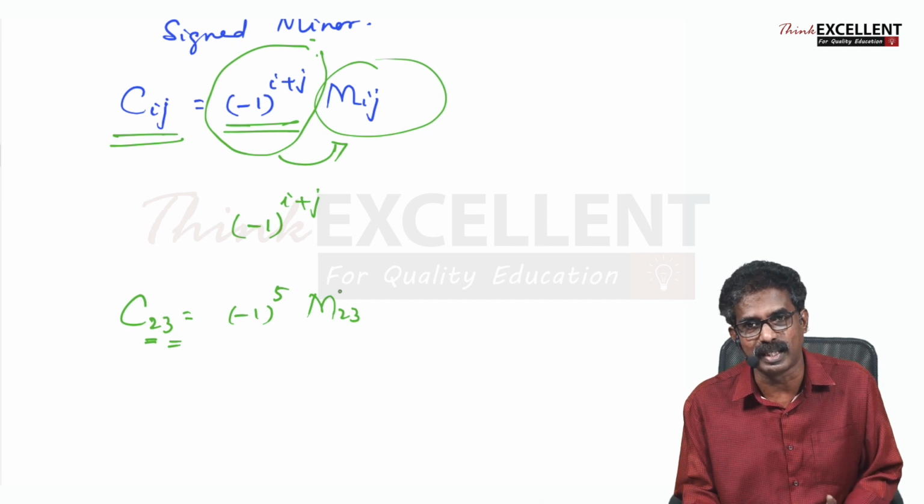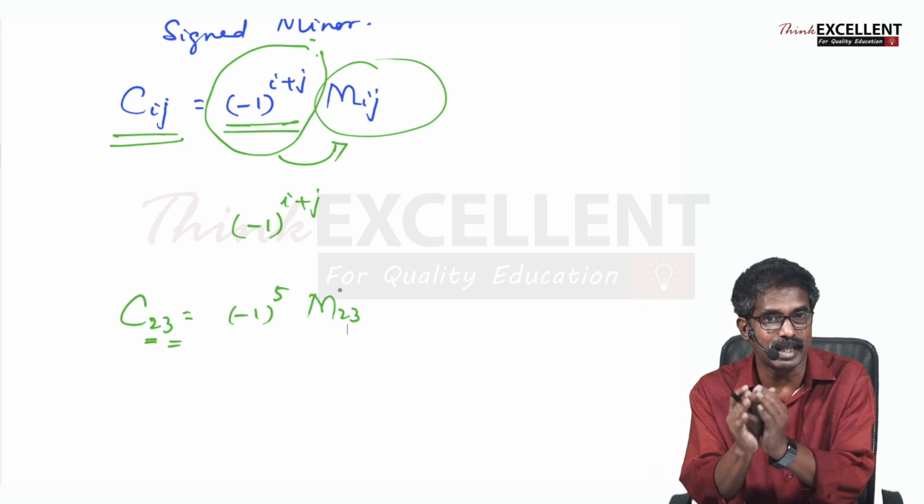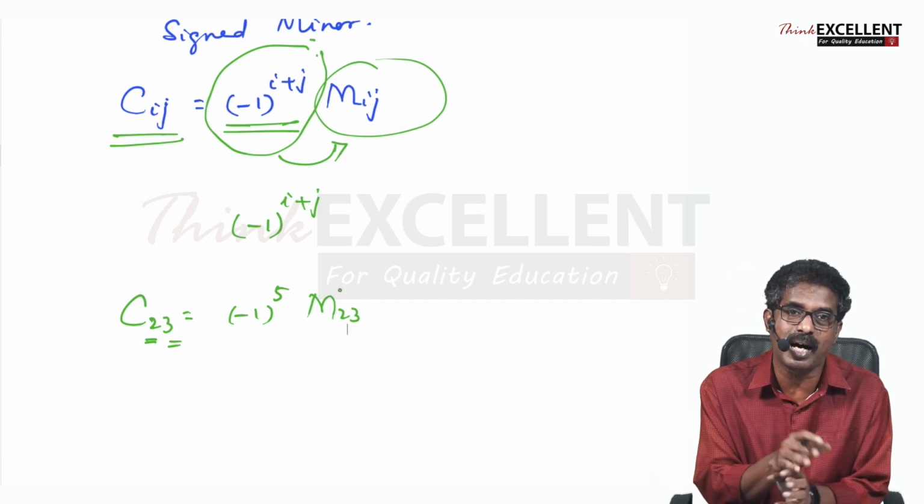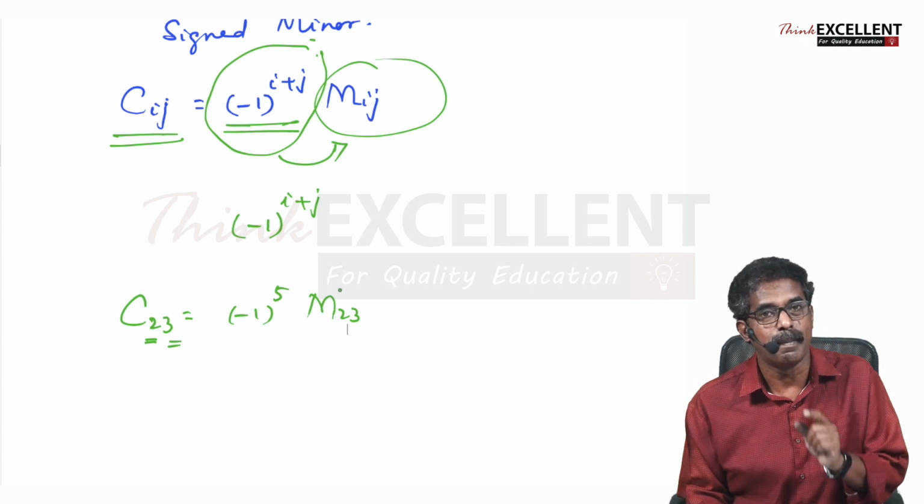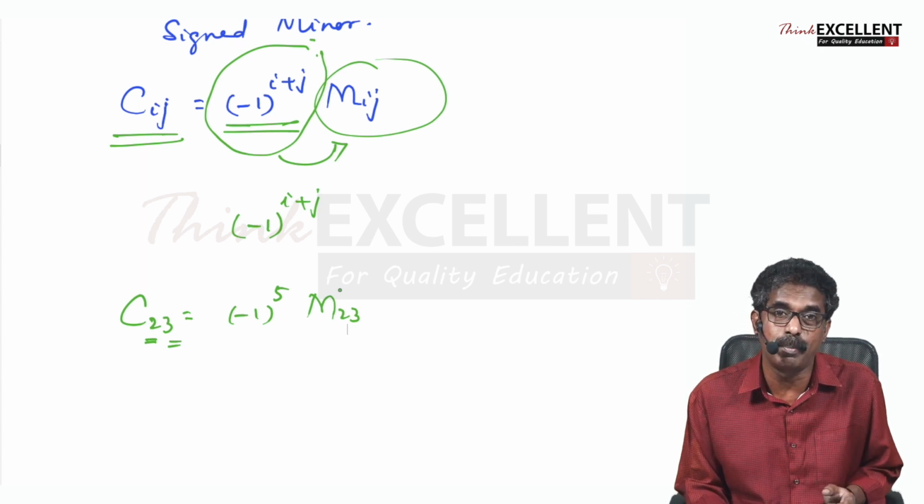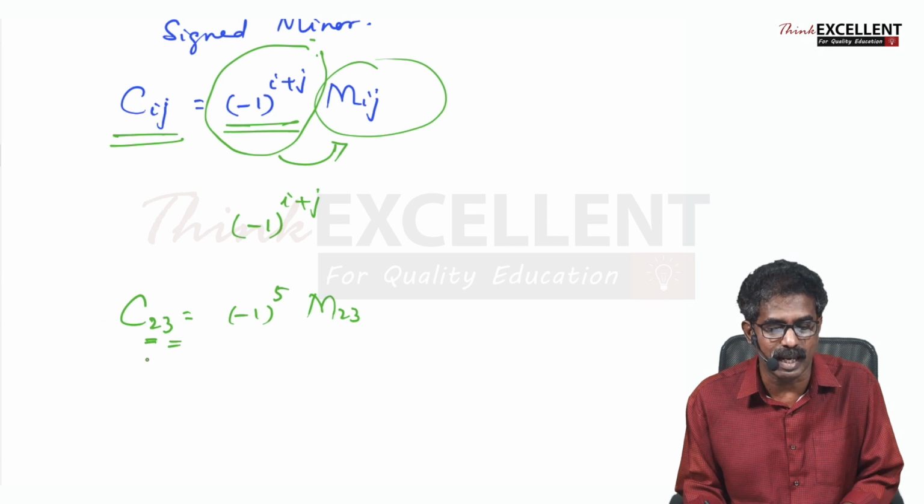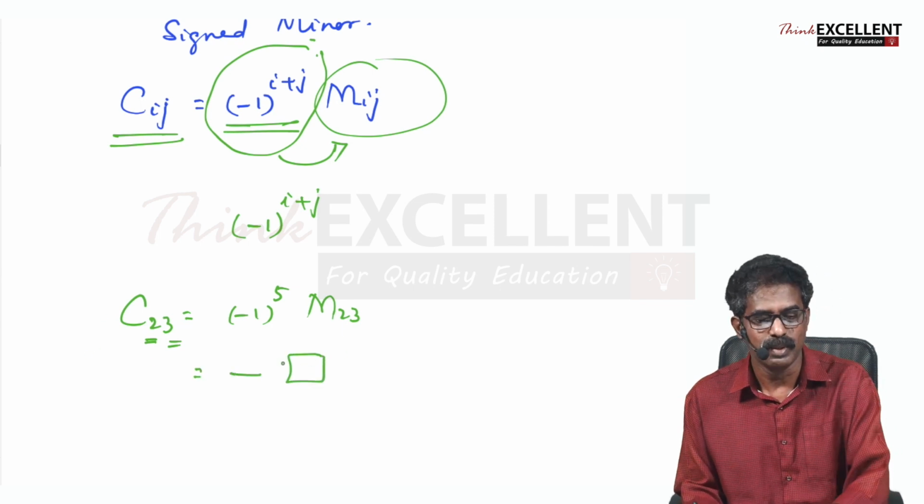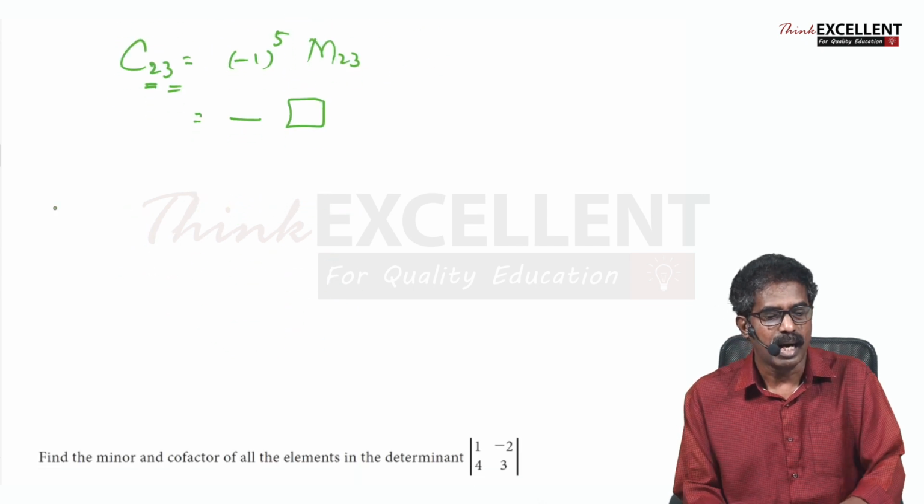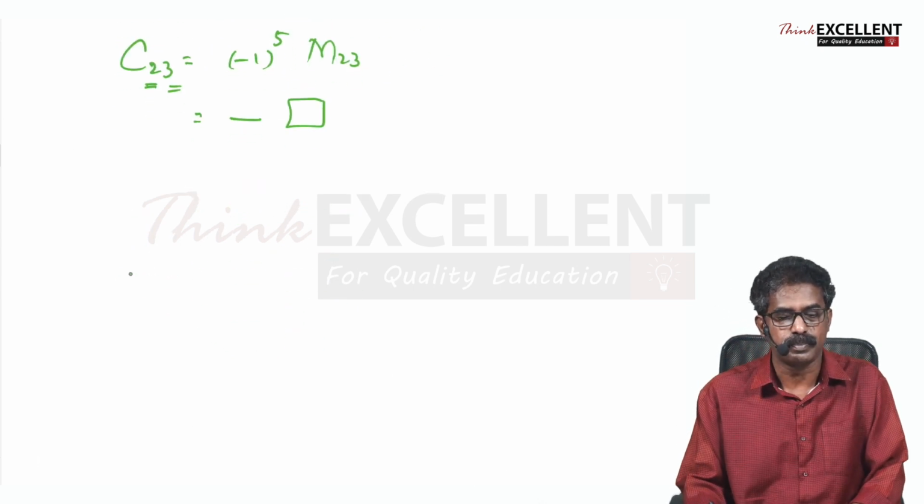Minor, you know how to find that. Leave the row and column, write the remainder, simplify. You will get a number. So before that you put plus or minus, for that only this one. Minus 1 raised to 5. Power is an odd number. If the power is an odd number, negative, right? So your answer is minus of that minor, whatever answer you get, you write. Okay. So now let us see how the sign will be.